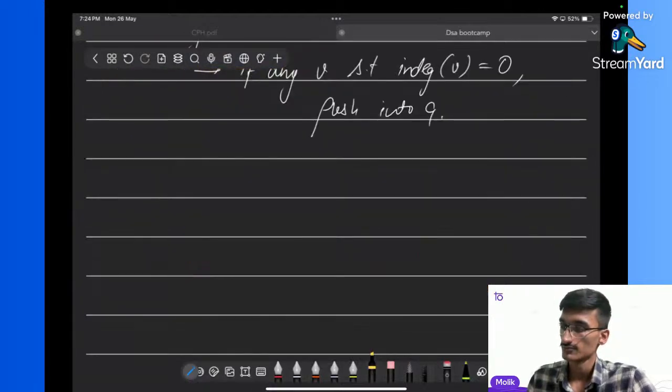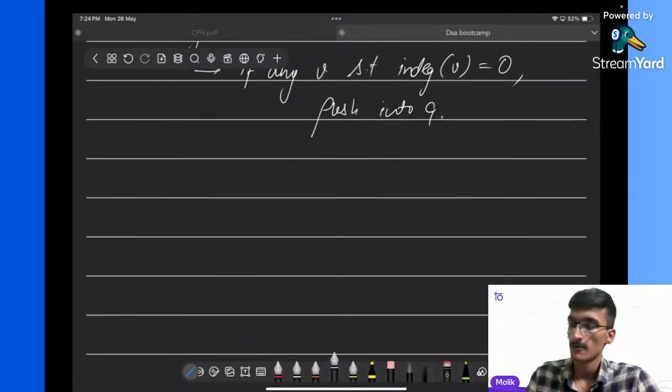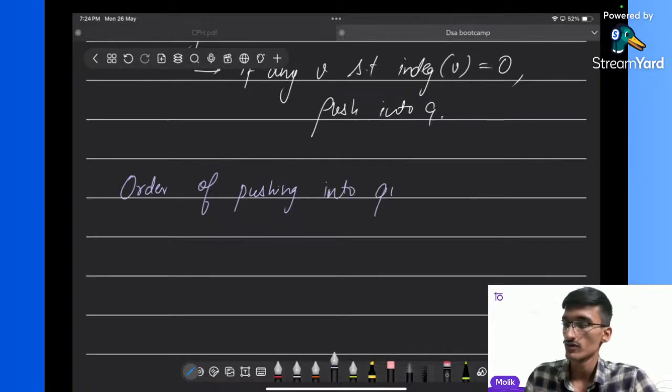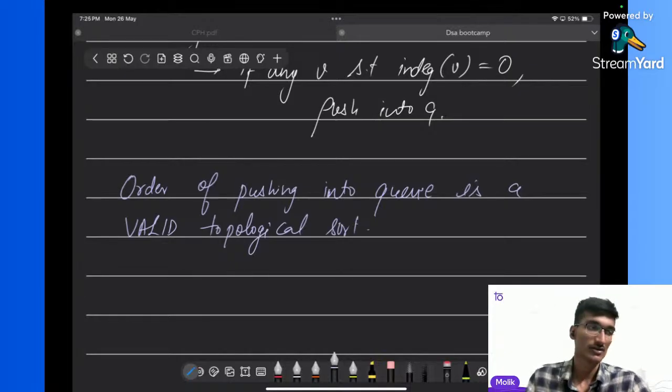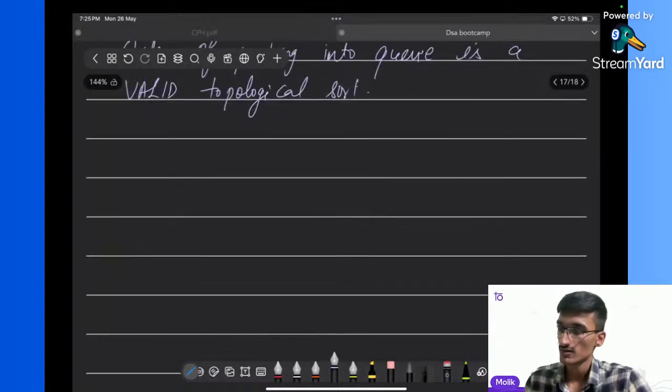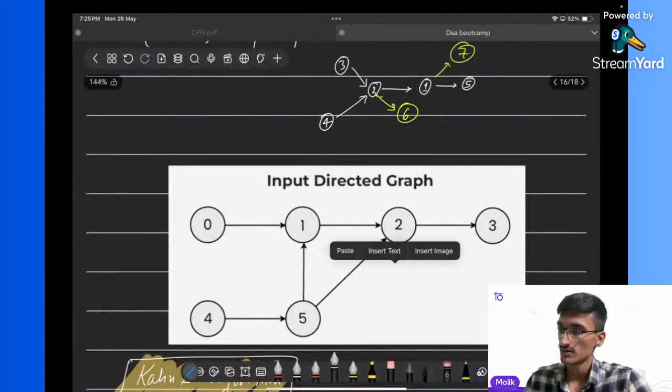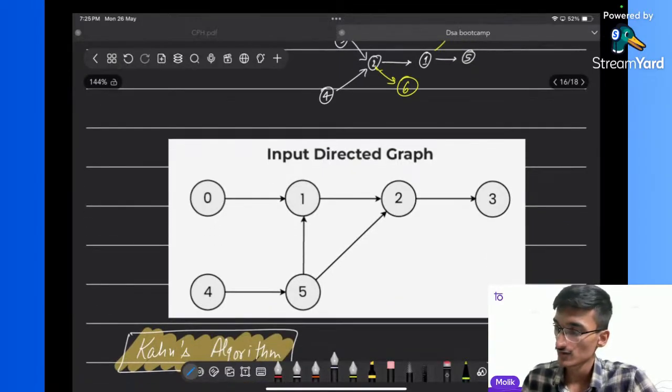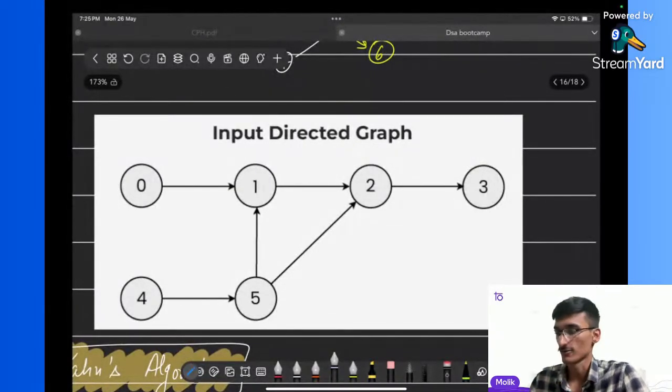Now the order of pushing into q is a valid topological sort. Okay, so let's just talk about this. Okay, let's just talk about this.